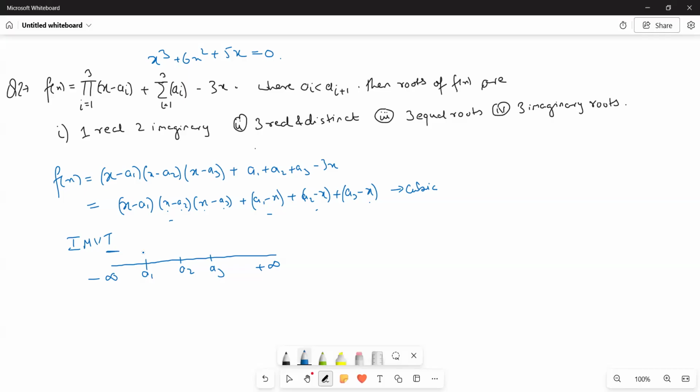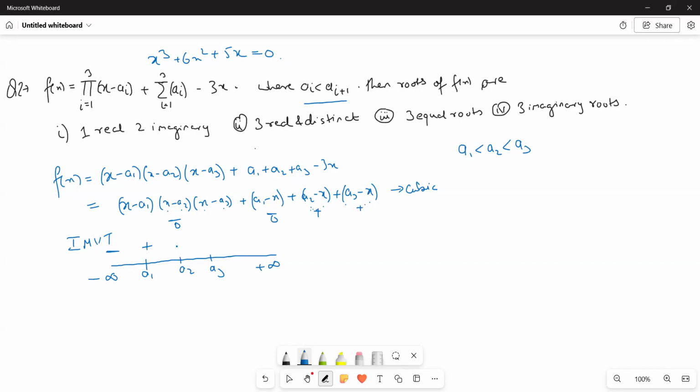Okay, next. What would be f of a1? What will be the sign at a1? At a1, this becomes 0, this becomes 0. Now this becomes a2 minus a1, a3 minus a1. But it is given in the question that a_i is less than a_(i+1), which implies a1 is less than a2 is less than a3. So a2 minus a1 would be positive, a3 minus a1 will be positive. So at a1 the function would be positive.